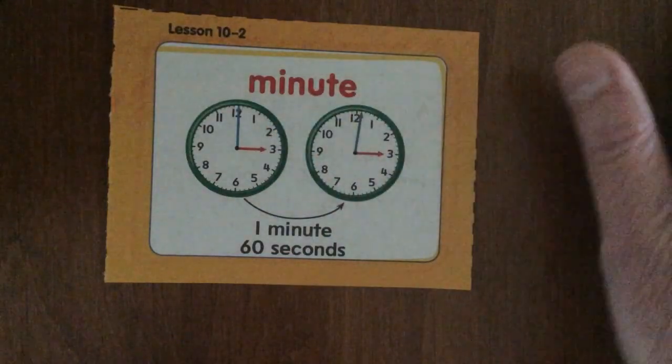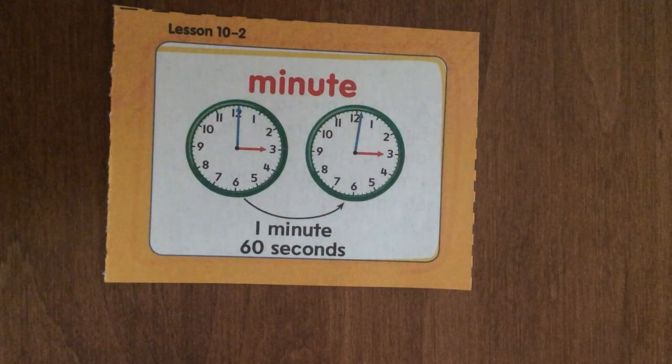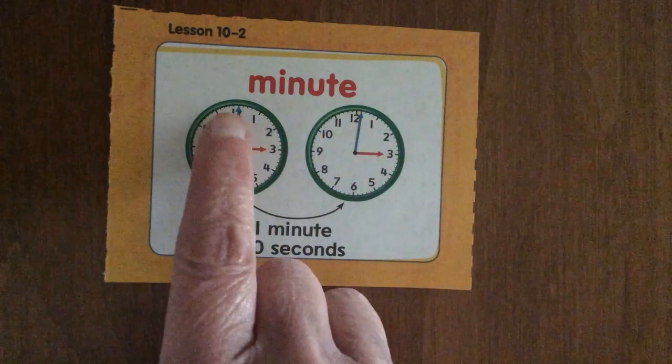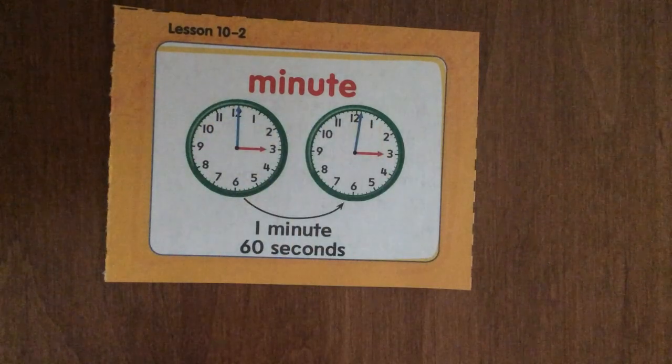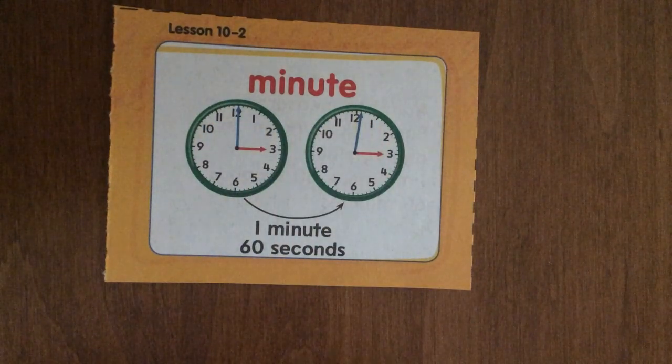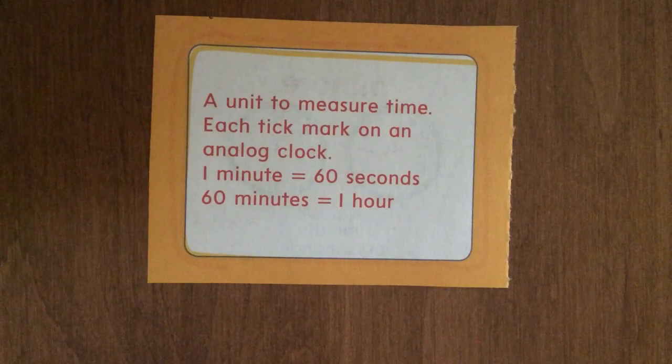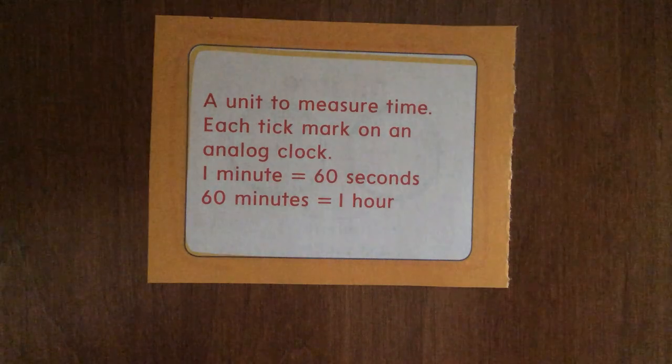Here's the minute. Okay, 1 minute equals 60 seconds. And sometimes you can see that on some of the analog clocks, the ones at school, you can see that little red one, click, click, click, click for each second. And as that goes around 60 seconds, that's 1 minute. And then your blue hand moves. You can kind of see this is on the 12, and this is on the little mark after the 12. Okay, and it says, a unit to measure time. Each tick mark on an analog clock. 1 minute equals 60 seconds, and 60 minutes equals an hour.